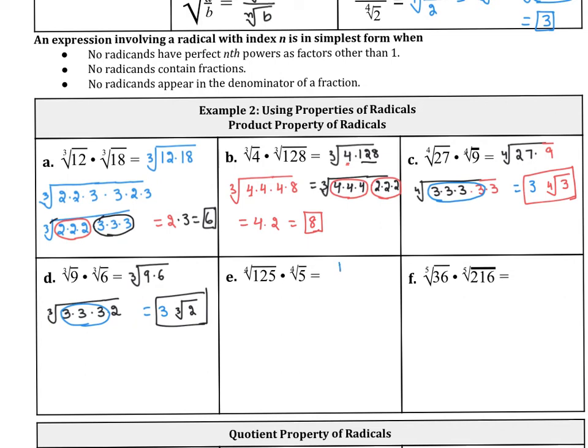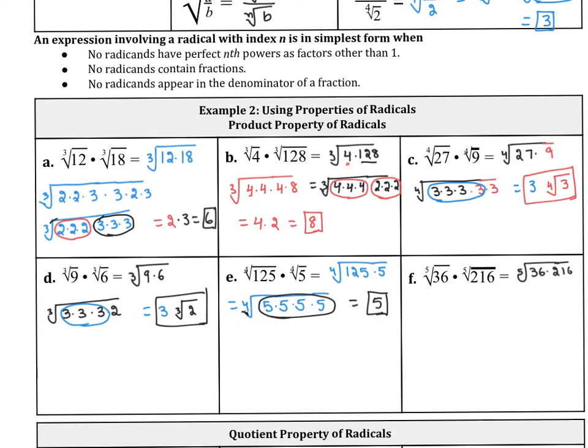For letter E, I'm going to combine the 125 times 5. 125 is 5 times 5 times 5, and then this is an extra 5. They make a group of 4. So in order to get out of the radical symbol that has 4 as the index, you need to make a group of 4 that will cancel the radical, and it comes out free. So the answer is just 5.